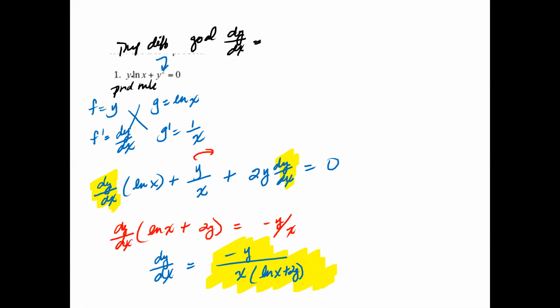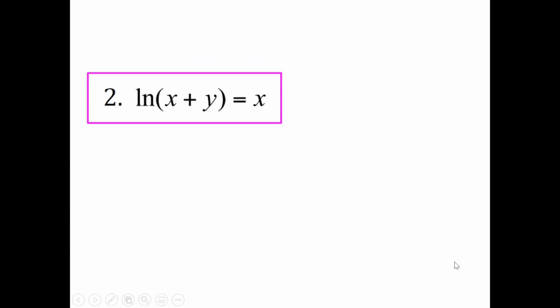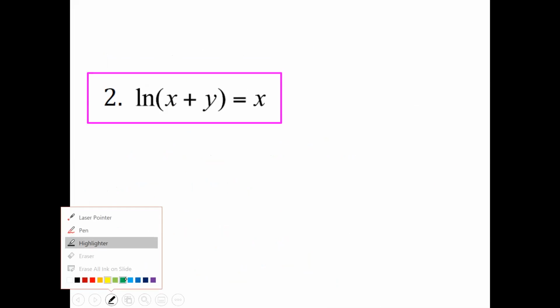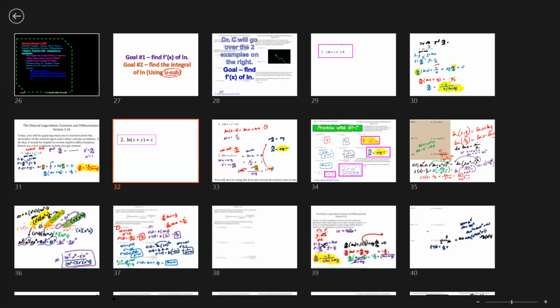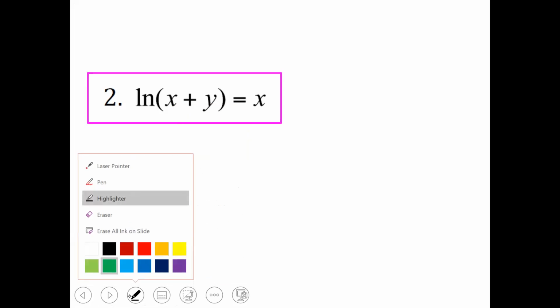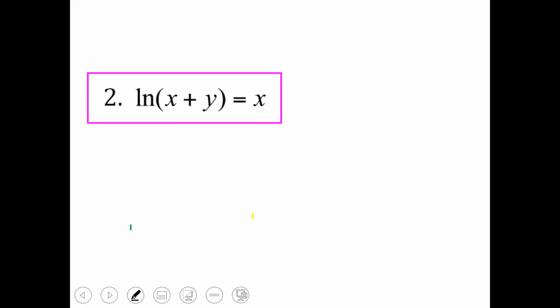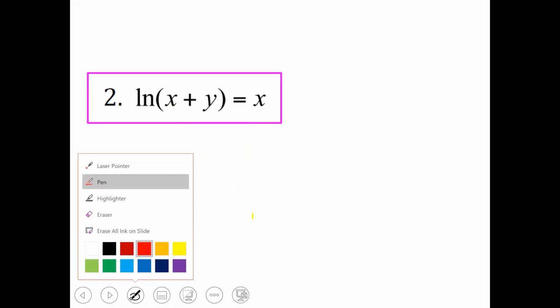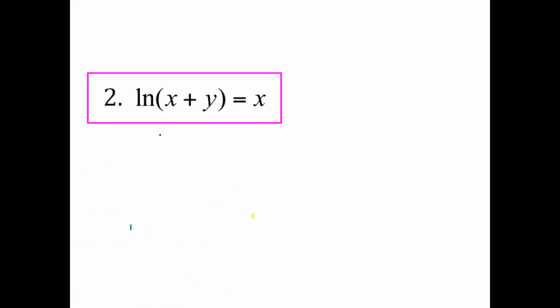All right, let's go ahead and take a look at the second example. Example 2: you have ln of x plus y equals x. Looking at this one, you will have to use a u substitution, obviously, because this is where the chain rule occurs. So I'm going to say let u be x plus y.